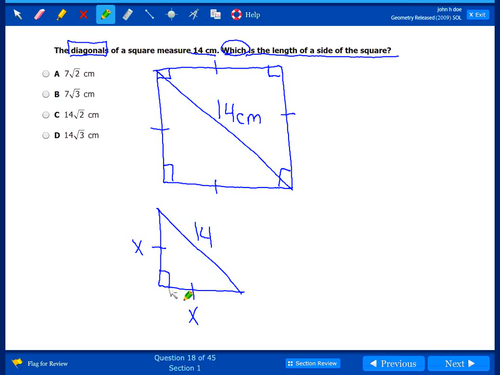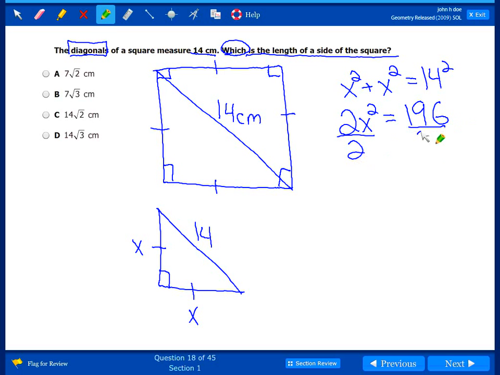So we should see that it's the Pythagorean Theorem. x squared plus x squared is equal to 14 squared. So we have 2x squared is equal to 196. We divide by 2. x squared is equal to 98. Take the square root.